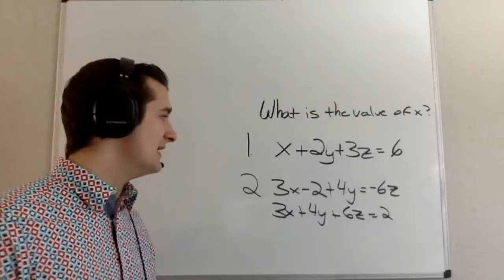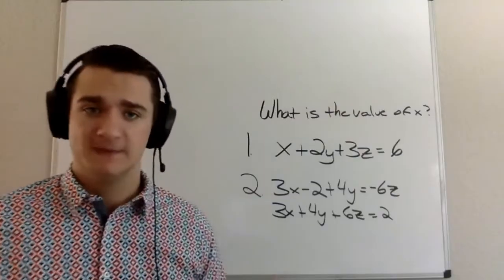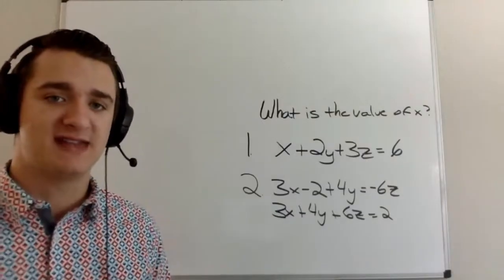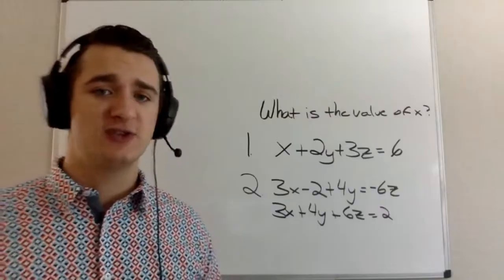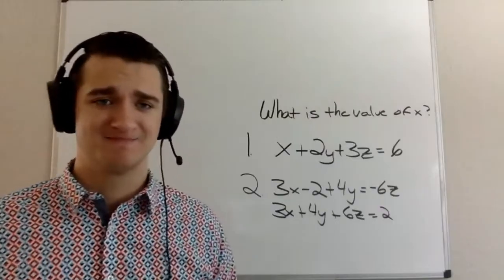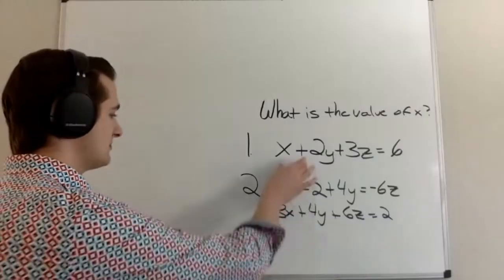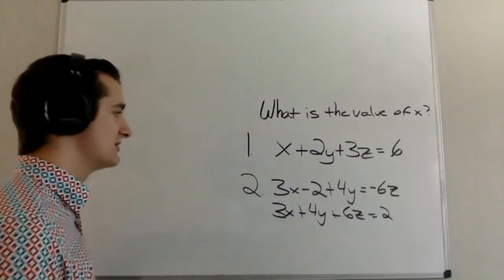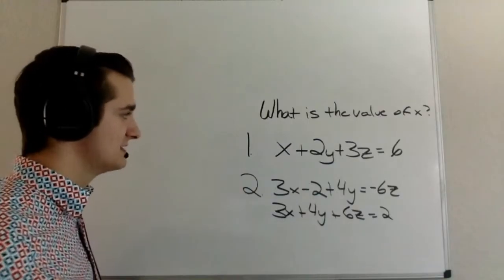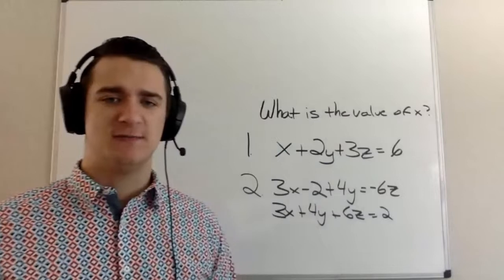So with that in mind, I'm going to think about these two statements together. Now, the common error here would be to say, okay, I have two equations, I have three variables, there's no way I'm going to be able to solve this. Another mistake here would be to say, well, with statement one, I can pretty easily solve for x, and I could say x is equal to 6 minus 3z minus 2y. But that would be kind of an inefficient path forward.